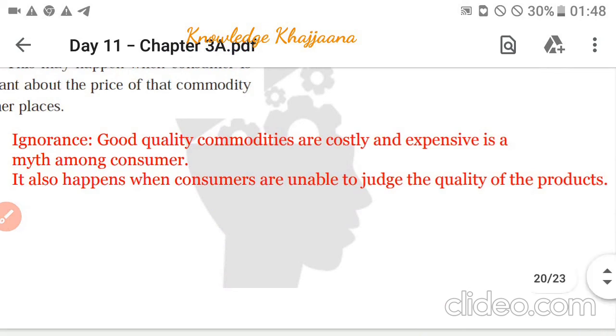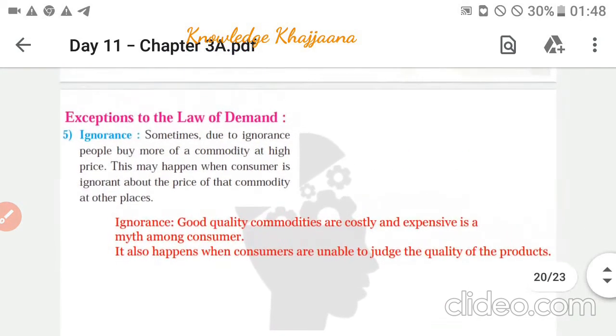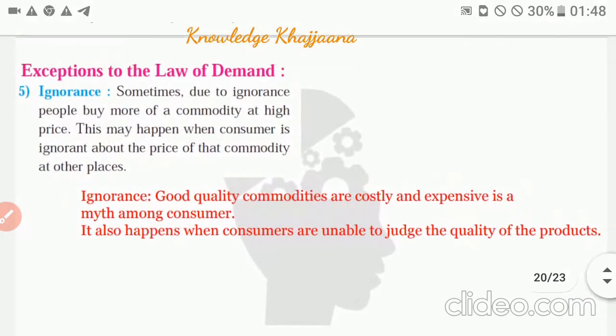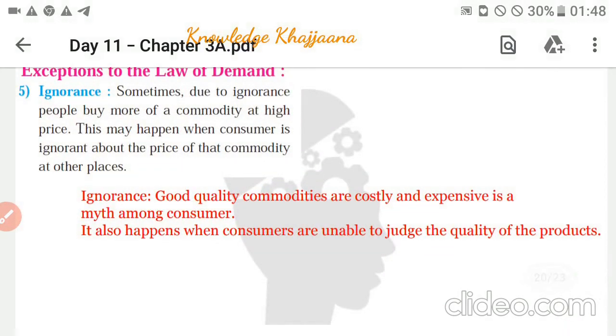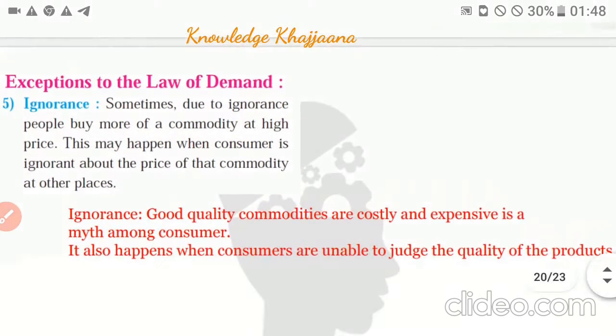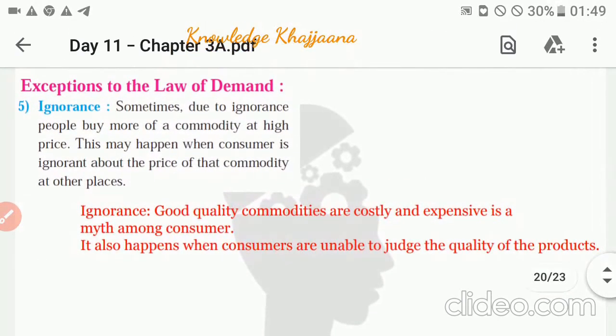So with this ignorance, they may not buy when the prices are decreased. When the products are available at a low price, they will tend to buy the products at the higher price only because of mere ignorance.